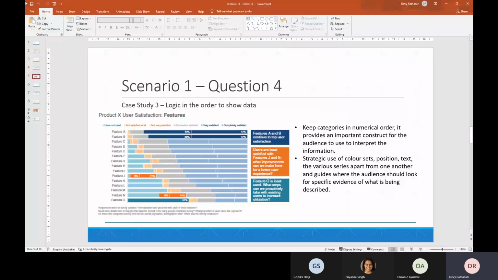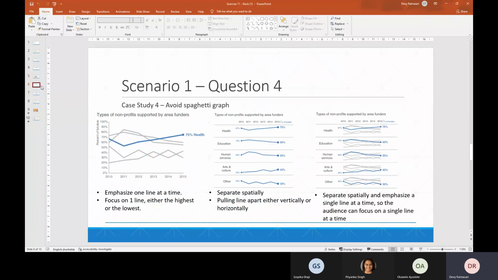The next one is case study 3. For this chart, we will order the data by logic, like how to show the data. From the chart, you can see we keep the categories in numerical order. So it provides an important construct for the audience to use to interpret the information. Also, the strategic use of color set, position, text, and various series apart from one another guides where the audience should look for specific evidence of what is being described. So the textbook on the right side lets the audience know which step they have to take.